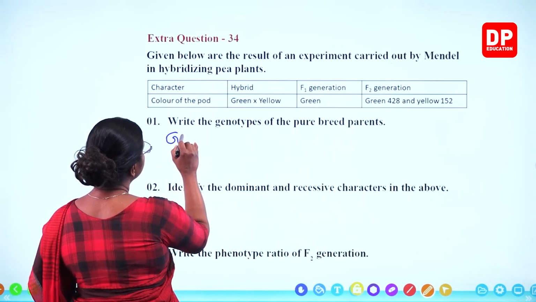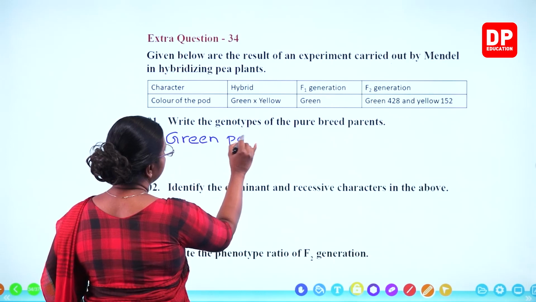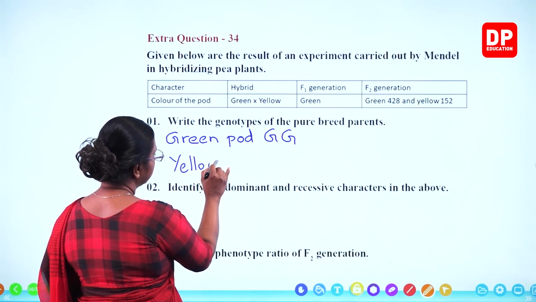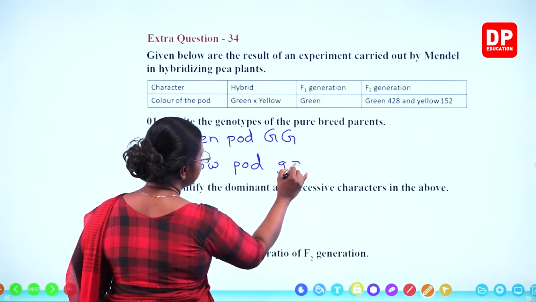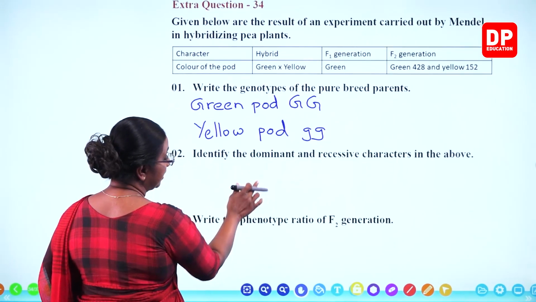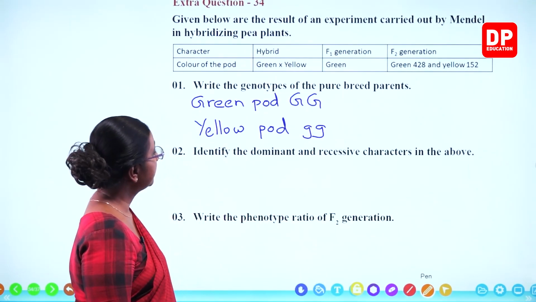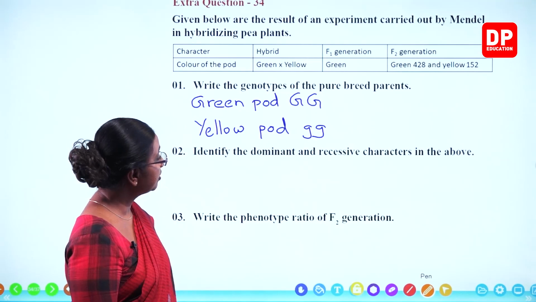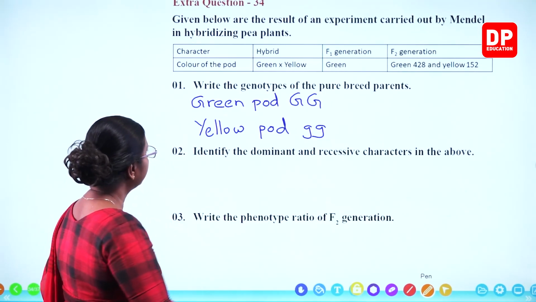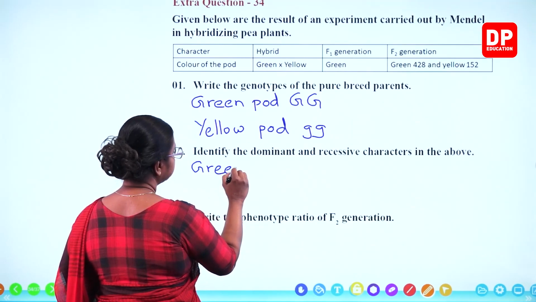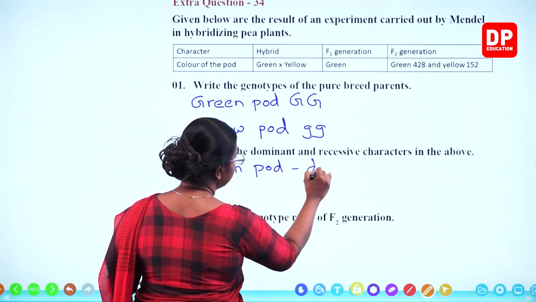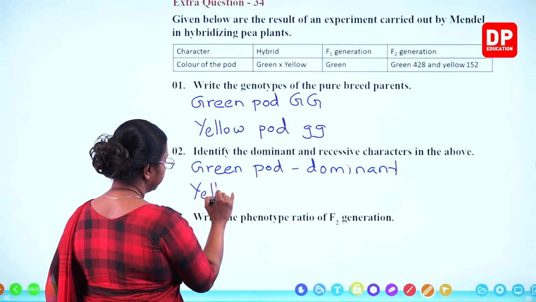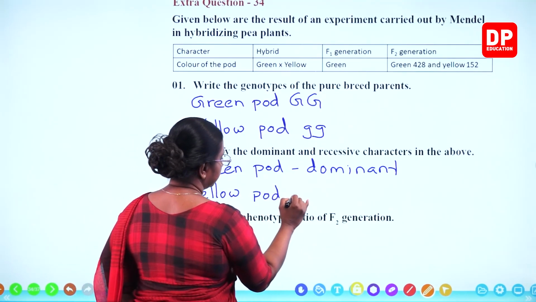So green pod has to be capital G, capital G. Then yellow pod should be simple G, simple G. They have to be homozygous and you have to show the dominant and recessive characters. Then identify the dominant and recessive characters in the above. Green pod, pod dominant, yellow pod recessive.